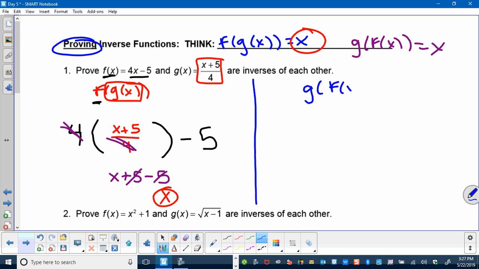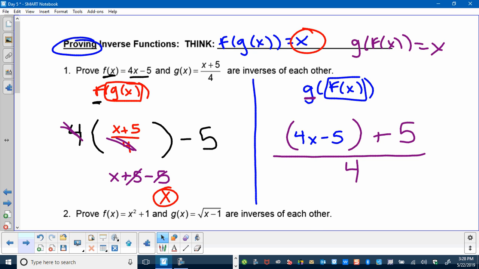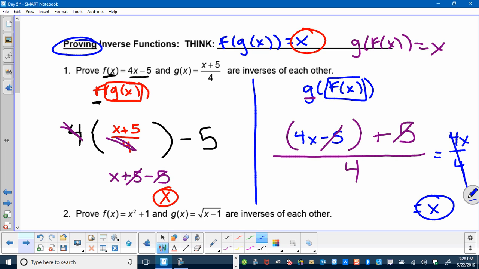We also need to find g of f of x. So this time we're going to copy down the g function, which is this red function here, I'm going to erase, without the x. So parenthesis, x is gone, plus 5 over 4. I'm going to substitute f of x on the inside. F of x is 4x minus 5. And I don't really need those parentheses because there's nothing to distribute. So the first thing I'm going to do is cancel the minus 5 and the plus 5. I'll be left with 4x over 4. 4's will cancel, and you have just an x.